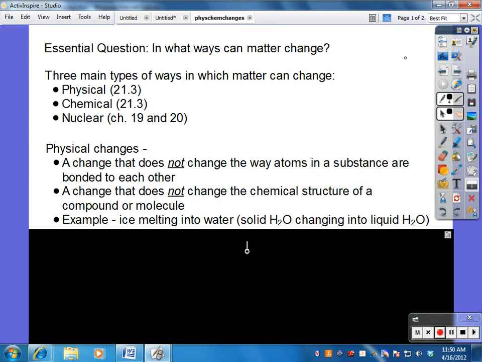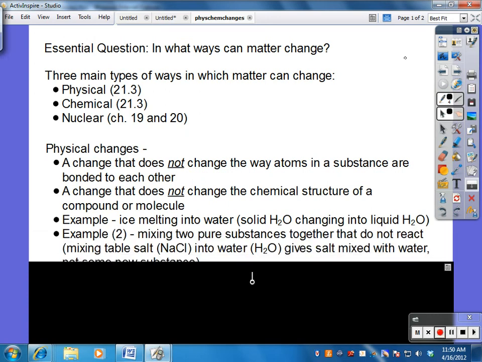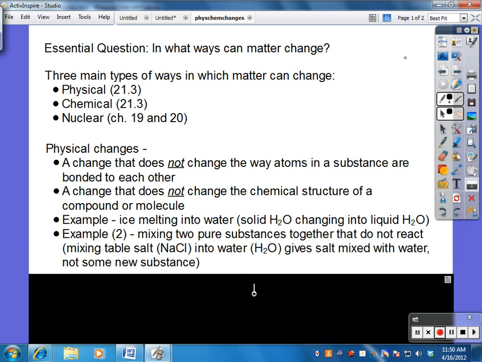As you may remember from your middle school days, the only thing that's different about this is how the H2O molecules are organized in relation to one another. But whether it's solid or liquid, it's all H2O. The chemical structure of the water hasn't changed. Just the distance the water molecules are from each other has changed. That's a physical change.